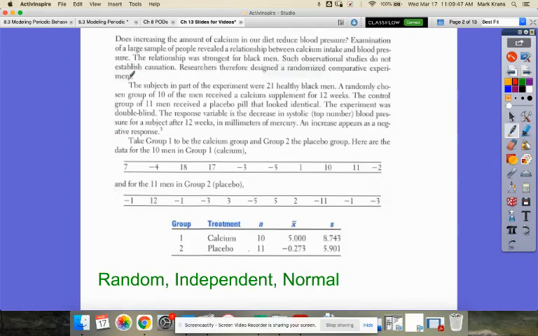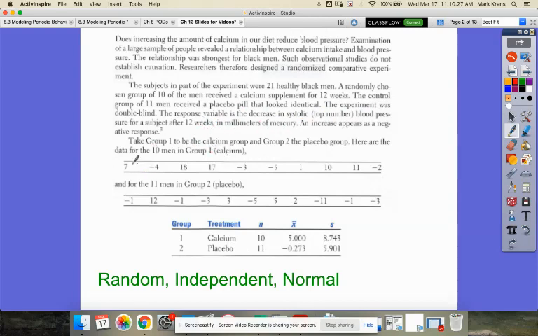So here's an example problem. Does increasing the amount of calcium in our diet reduce blood pressure? They looked at the relationship between calcium intake and blood pressure for black men. So 21 healthy black men, randomly chosen, 10 received a calcium supplement and the other received a placebo. The experiment was double blind, so they didn't know whether they were receiving it, and neither did the people interviewing them and asking about their data. They measured the systolic blood pressure after 12 weeks, and this is what we saw.